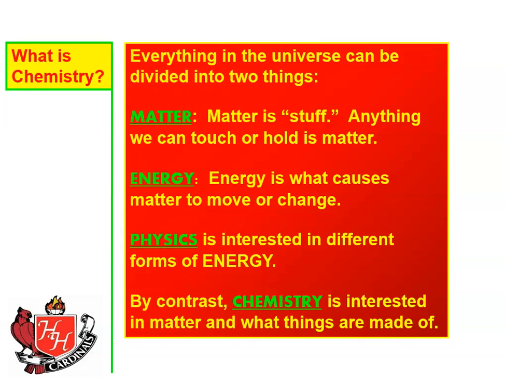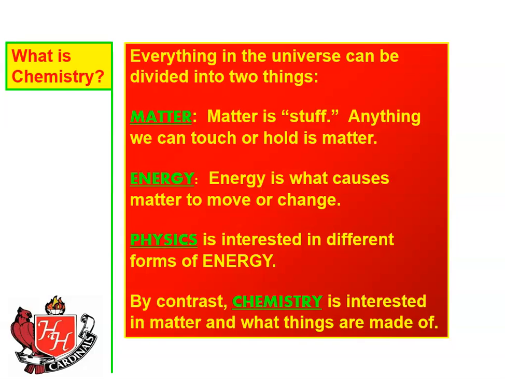What is chemistry? Well, everything in the universe can be divided into two things. There's matter, which we kind of just call stuff, and that's anything that we can touch or hold. Technically, matter is anything with volume. It takes up space, and mass, that is, it has matter inside of it. Or it has mass to it. It can actually be weighed on a scale.